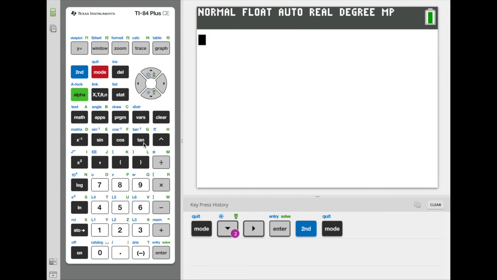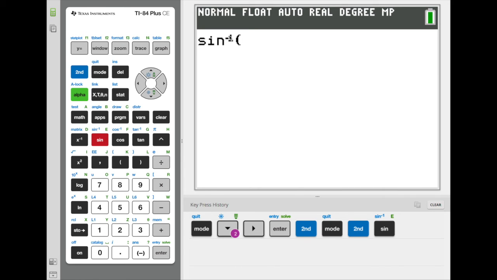But what you might not have noticed when you're using your calculator is that right above those are actually our inverse trig functions. We can see that there's an inverse sine, an inverse cosine, and an inverse tangent. So for this particular problem, we wanted to find the inverse sine of 12 over 13. So I'm going to hit second and then sine, to do the inverse sine.